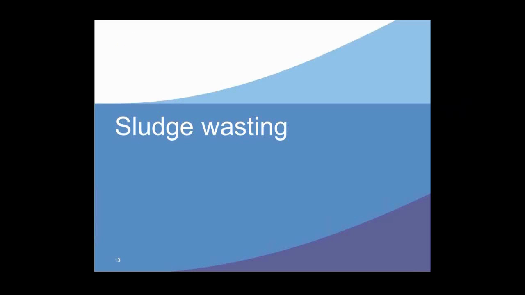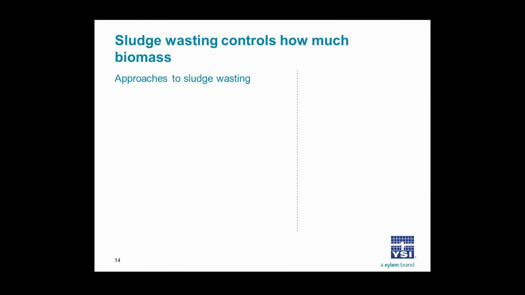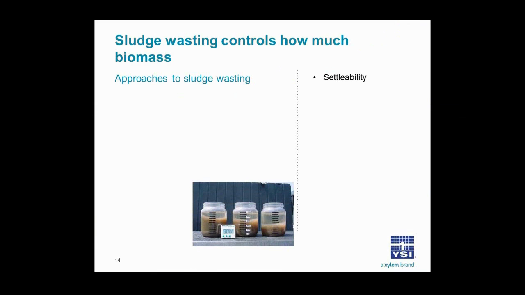So moving on to the second topic, the second of the 3 things, we'll talk more about sludge wasting. Sludge wasting controls how much biomass is in your system. And there are several approaches to sludge wasting. Settlability is one common usage, and the picture here shows diluted samples of mixed liquor, 100%, 50%, 25%. And by comparing these results, a professional can decide whether or not additional or less wasting is needed.